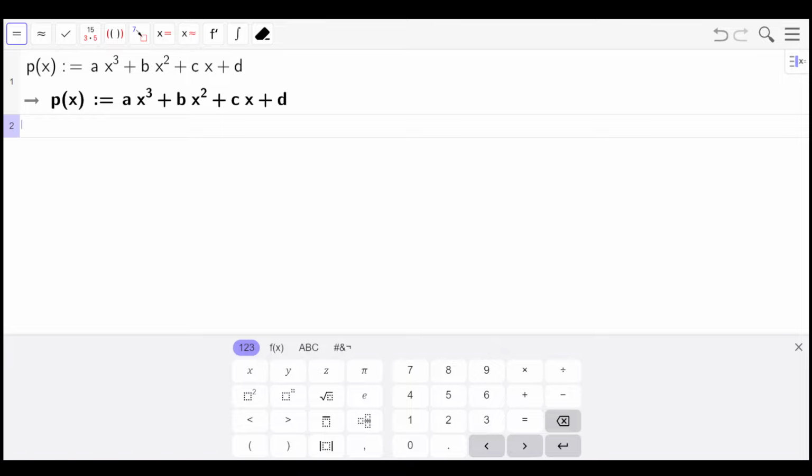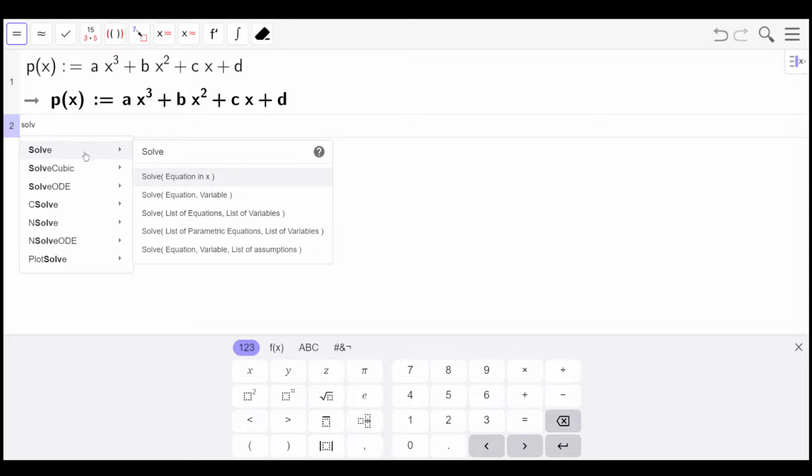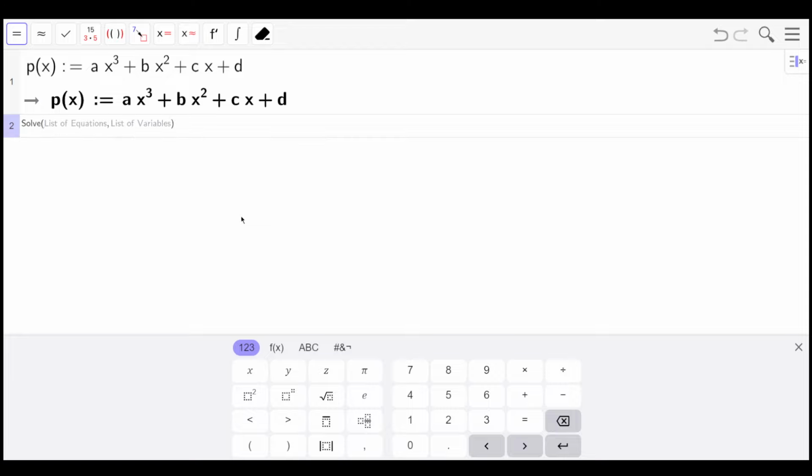But now I want to solve a system. As you guess, starting is solve. But you have to choose this one. List of equations, list of variables. Okay? And remember that a list in GeoGebra is included in curly brackets. So this is one thing that you need to remember. Any language has its own syntax. So this is the list. If I want to write the list, I put a curly bracket.